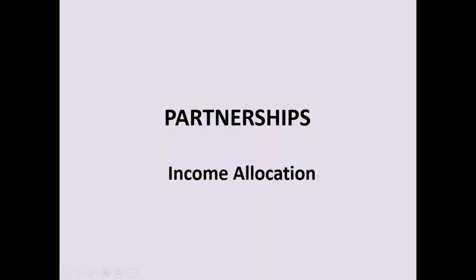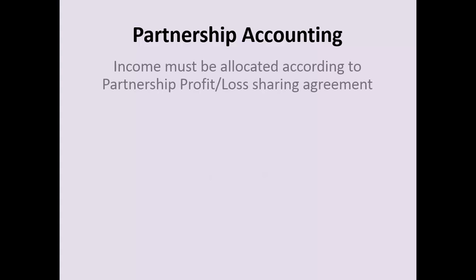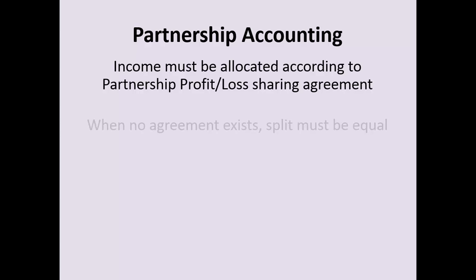So how exactly do we allocate income to the different partners? And it's not always, and usually not, 50-50. In partnership accounting, the techniques involve allocating income according to the profit and loss sharing agreement, that initial contract between the partners. Now, if no agreement exists in writing, then the split must be equal.